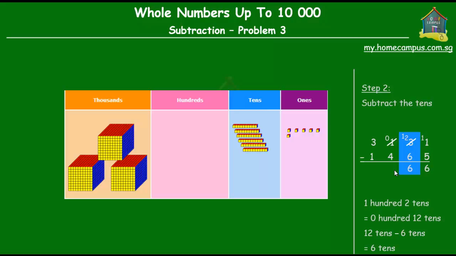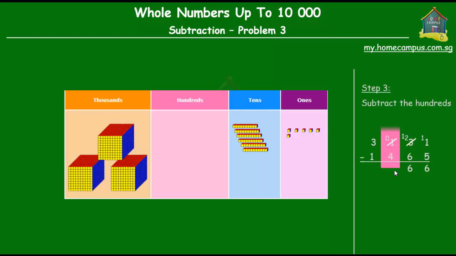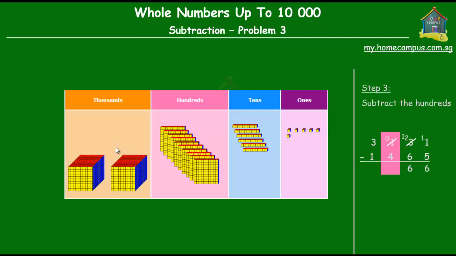Okay, the third step now. Well, the third step is to subtract the hundreds. We have 0 hundreds, and we want to subtract 4 hundreds from there. That can only be possible if we regroup one of the thousands. So that's what we do. We regroup one of the thousands into 10 hundreds.